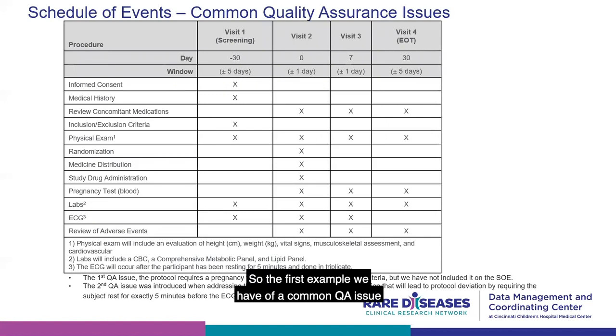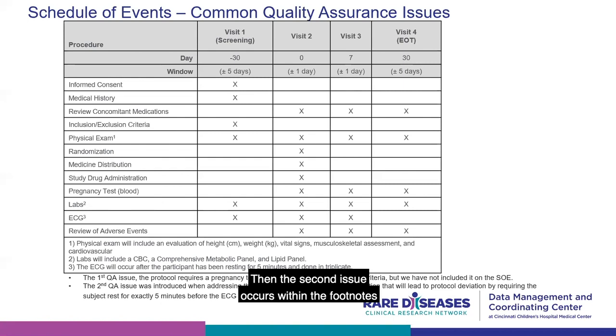So the first example we have of a common QA issue is the pregnancy test collection. So if you take a look at the schedule of events here, this is a potential issue that can occur due to inconsistency. So our example protocol requires that at the screening visit or during IE evaluation, we are looking at pregnancy status. So we need a pregnancy test done at visit 1 or screening, but we don't have a corresponding X in the table.